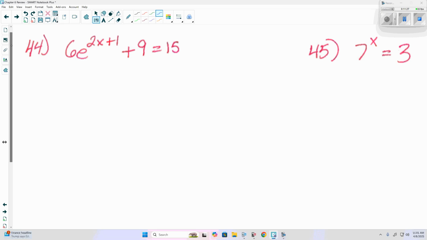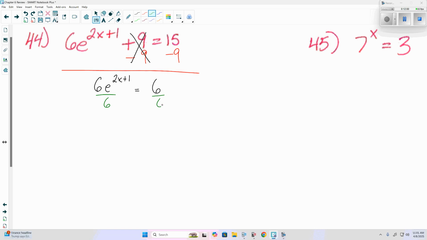Okay. 44 is the exact same thing as 43. We have a base to a power. We can't get the bases equal. So we need to get our base to the exponent by itself. First thing we're going to do is subtract 9 from both sides, telling us 6e to the 2x plus 1 is equal to 6.